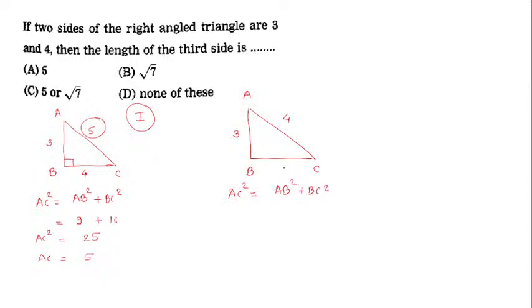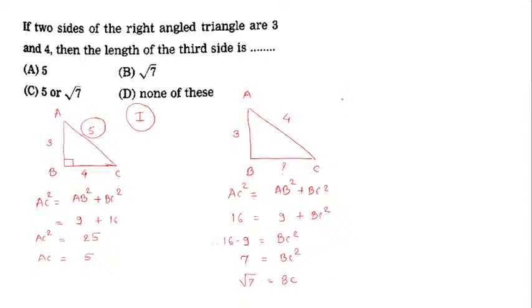Now in this case BC is the third side. Now AC is 4, so 4 square is 16, which is equal to AB is 3, 3 square is 9, plus BC square. If we take 9 to the left hand side, it will be 16 minus 9 is equal to BC square. 16 minus 9, that's 7, is equal to BC square. But we want the value of BC, so we should take the square root. And 7 is not a perfect square, so that should be under root sign. So root 7 is equal to BC.